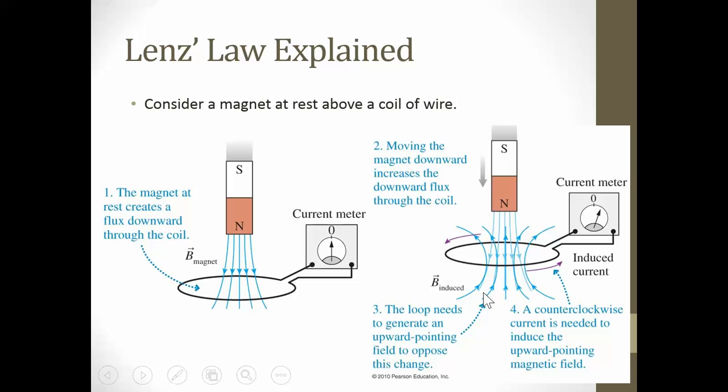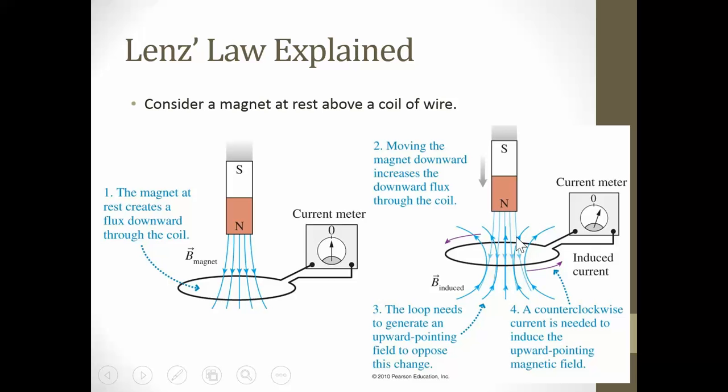Now, I have an increasing flux and I have a current. So what's going to happen is that the loop is going to want to counteract that changing flux by creating an upward pointing field to oppose the change.